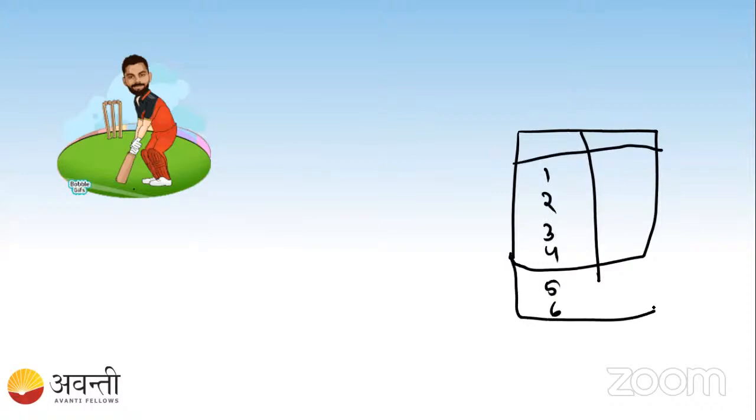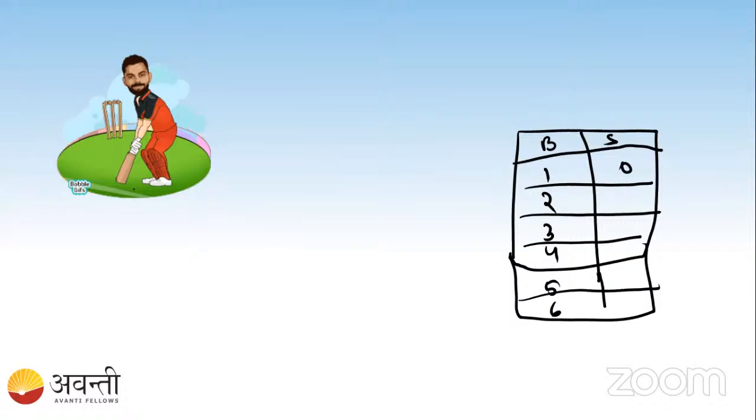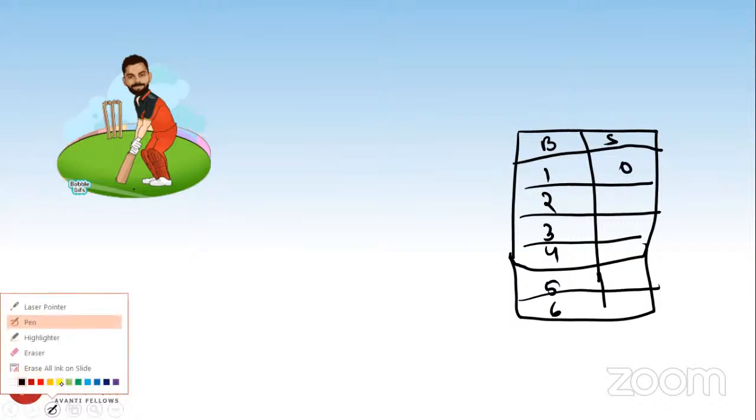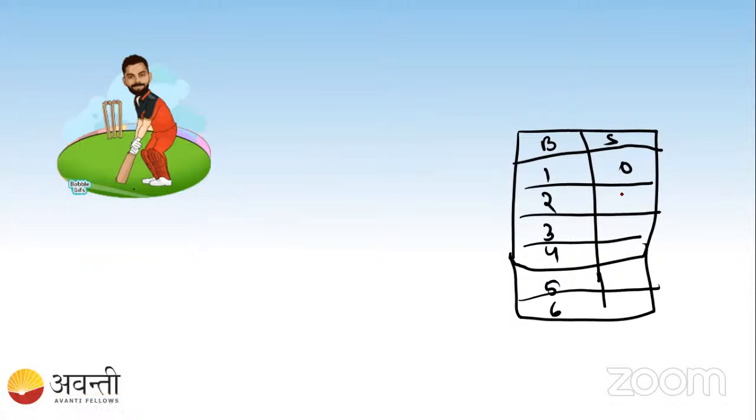So for example, if he has bowled 1 over with 6 balls, and this was the score. In the first ball, Kohli scored 0 runs. In the second ball, Kohli scored 1 run. Next, we'll make him only on strike, so he has scored 2 runs. Then next he has scored 0 runs. Next he has scored 4 runs. Next he has scored 4 again, and then 0.